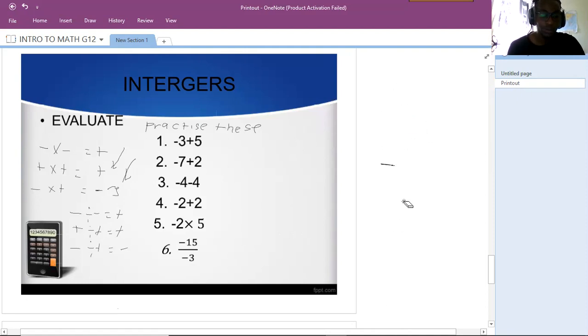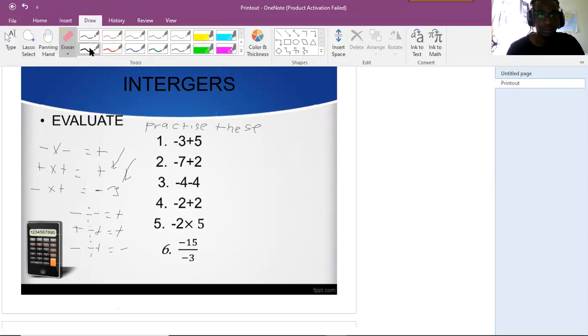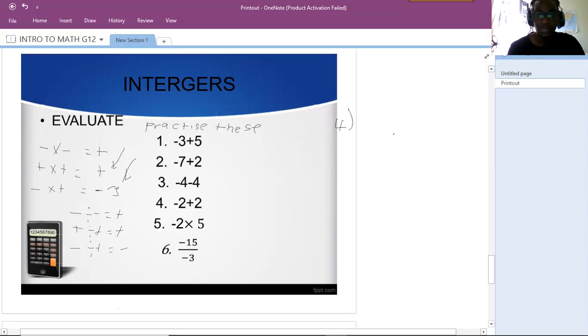So let's move on to question 4. Question 4 says negative 2 plus 2. So again, which number is bigger between 2 and 2? They are the same, right? So here they are the same, but they are carrying different signs. It wasn't like the previous one where they were carrying the same sign and we just took the answer as negative.